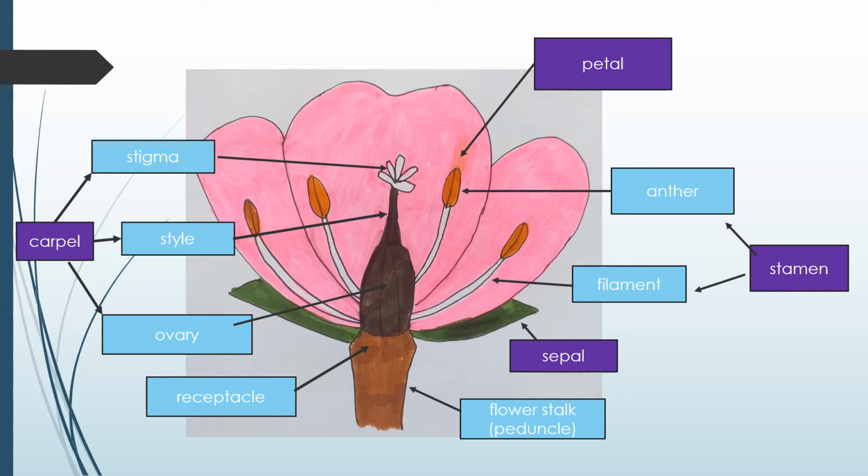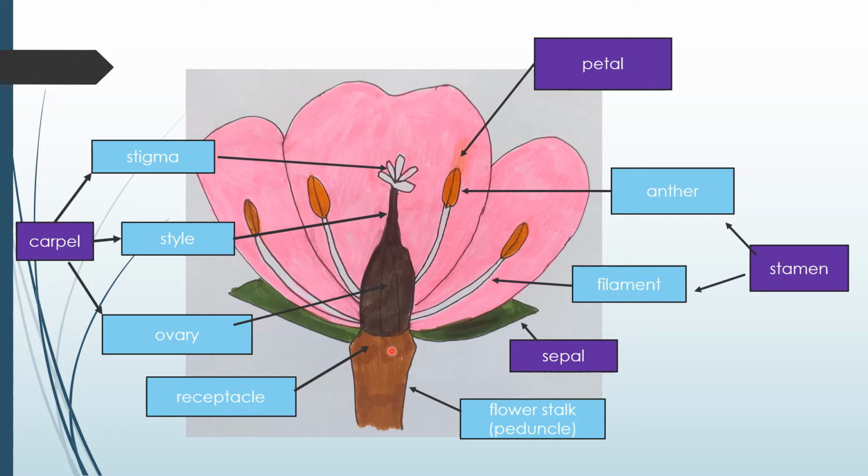So here we have the parts of a typical flower. We can see the 4 whorls, the sepals on the outside, then inside that, the petals, next whorl in the stamens, and then in the centre, the carpels. So again, working from the outside in, we have the sepals that are normally green in colour. We have the petals, generally brightly coloured. We have the stamen with its 2 parts, the anther and the filament. And then we have the carpel with the stigma, the style and the ovary.